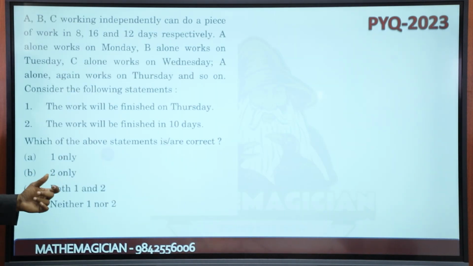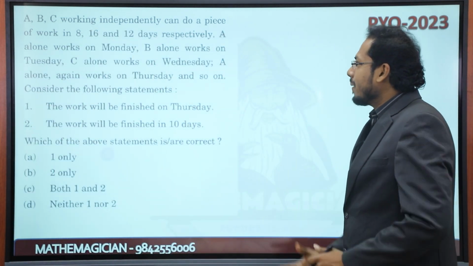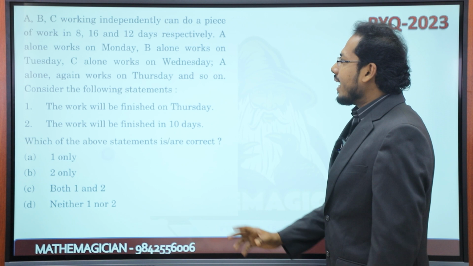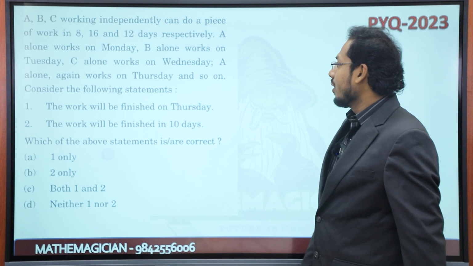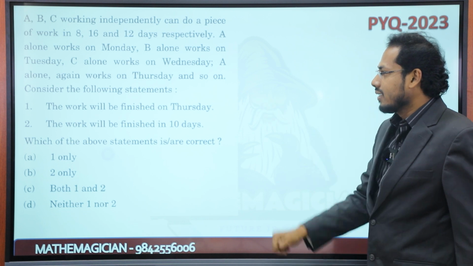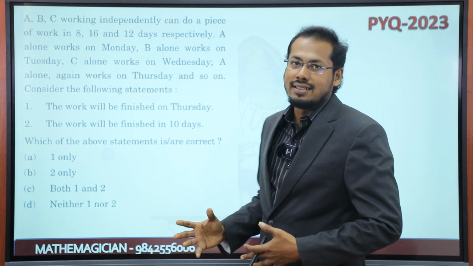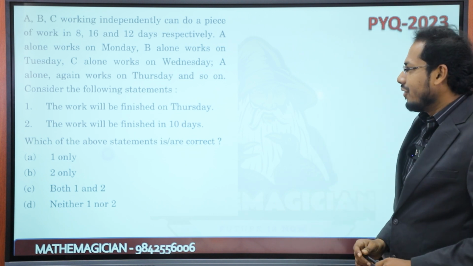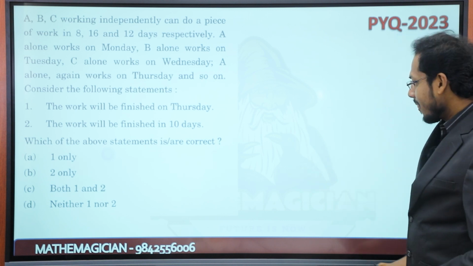Okay, next question. Look at this. A, B, C working independently can do a piece of work in 8, 16 and 12 days respectively. A alone works on Monday, B alone works on Tuesday, C alone works on Wednesday, A alone again works on Thursday, and so on. Consider the following statements. So everything is given. This question comes under the time and work concept, alternate days working. Even if you don't know it, if we know one concept well, we can get the answer. I am going to explain this. Listen.